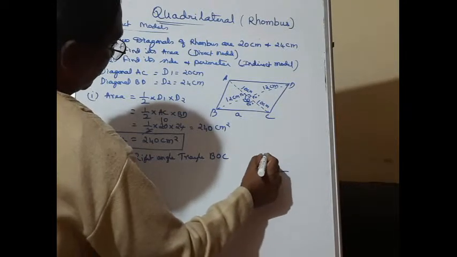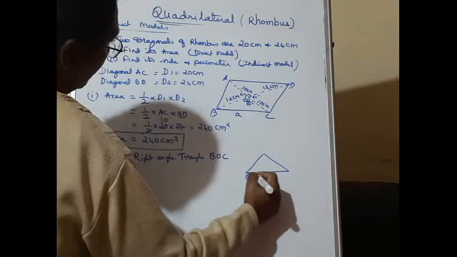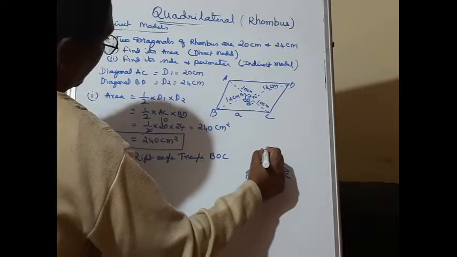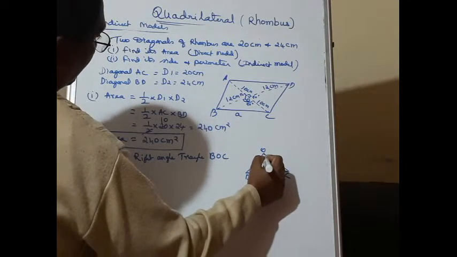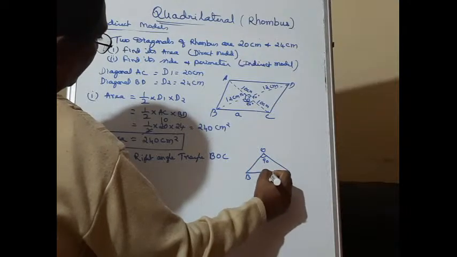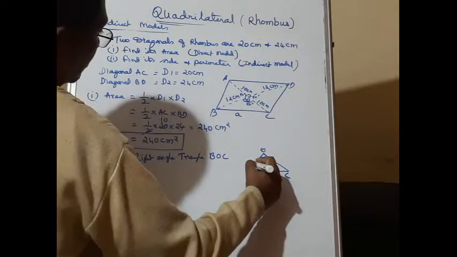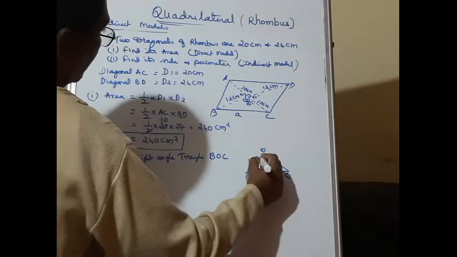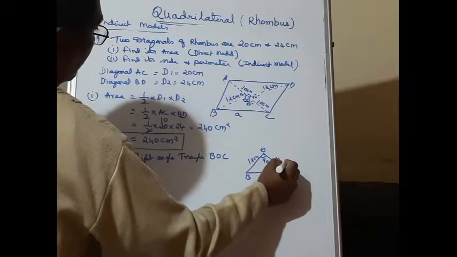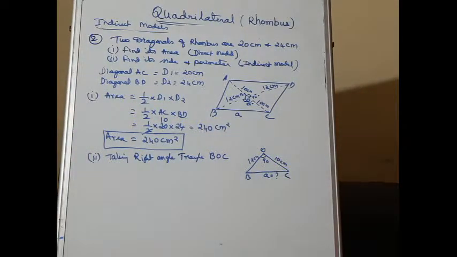Slightly bigger. Write B, C, O, put 90. Put A equal to question mark. And put 12 and 10. BO is 12 centimeter, OC is 10 centimeter. Children, when right angle triangles come, you like it or not, Pythagoras theorem comes into the picture immediately. Pythagoras theorem comes from 8th standard.